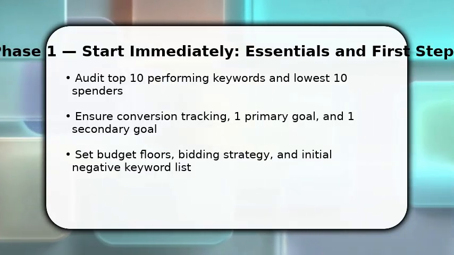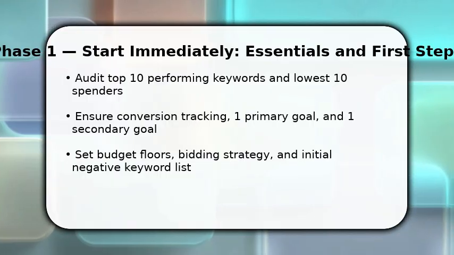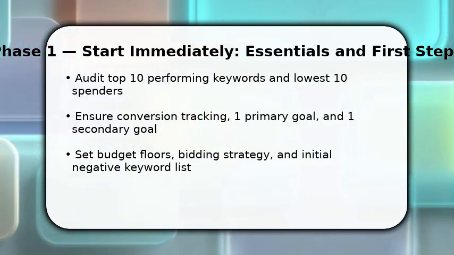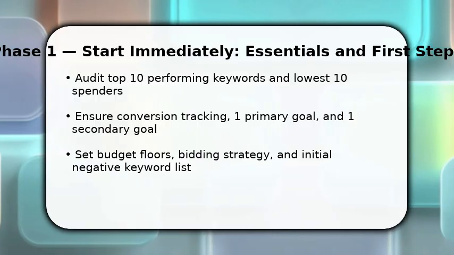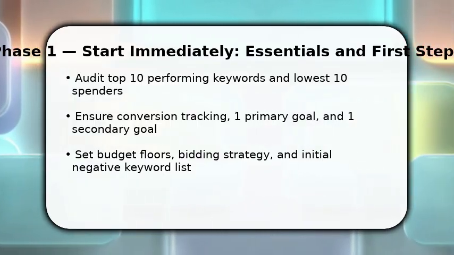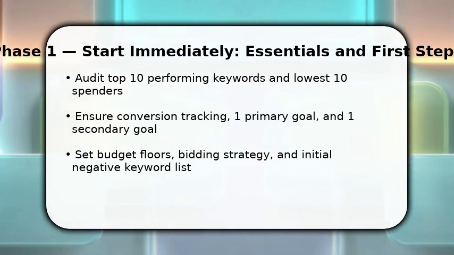Then implement immediate negative keywords to stop wasted spend. Finally, allocate budget floors to preserve data flow and choose a bidding strategy aligned to your goal. Maximize conversions, or CPA, so the system begins learning with useful signals.